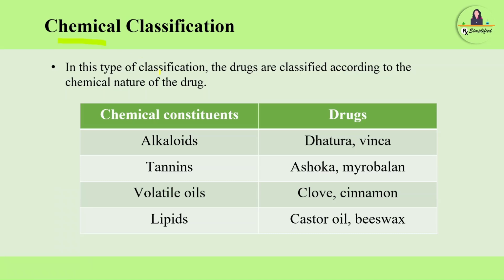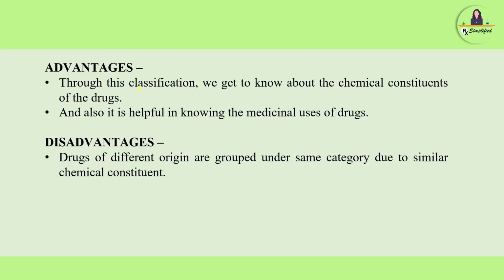Next is chemical classification. In this type of classification, the drugs are classified according to the chemical nature of the drug. What are the chemical constituents and what are the examples for that? Alkaloids, for example dhatura, vinca; tannins, asoka, myrobalan; volatile oils, clove, cinnamon; lipids, castor oil, and beeswax. What are the advantages? Through this classification, we get to know about the chemical constituents of the drug, and it is also helpful in knowing the medicinal uses of the drug. Disadvantages: drugs of different origin are grouped under the same category due to similar chemical constituents.